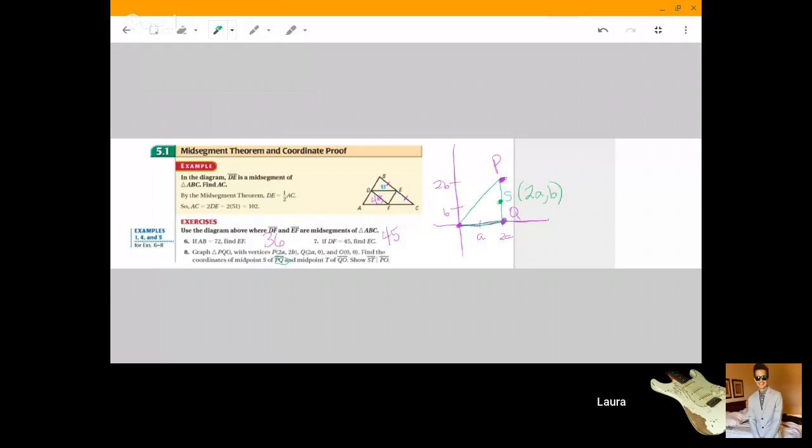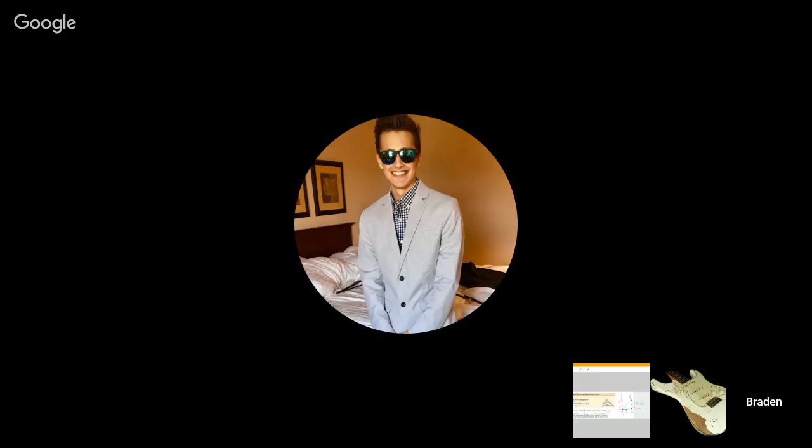And then the midpoint T of QO. Oh, sorry, I didn't label this. This is point O down here. QO is the bottom, and it's saying the midpoint T. What are the coordinates of point T? It'd be 1A, 2B. Nope. 1A, 0. Mm-hmm.